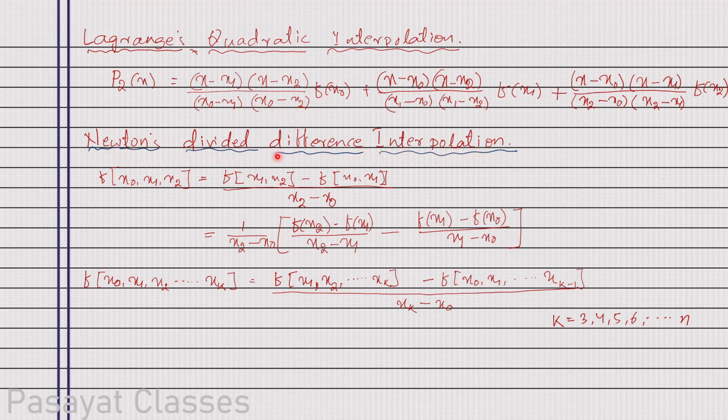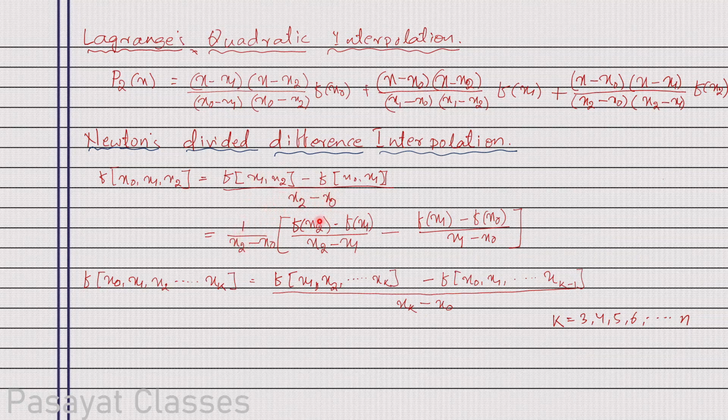So Newton's divided difference interpolation is written in bracket form. Clear? And the nodal points are written separated with commas. Clear? Here f[x0, x1, x2]: there are three nodal points, and the formula for finding this value is equal to f[x1, x2] minus f[x0, x1] divided by (x2 minus x0). Clear? And by expanding this, we get the denominator as x2 minus x0.